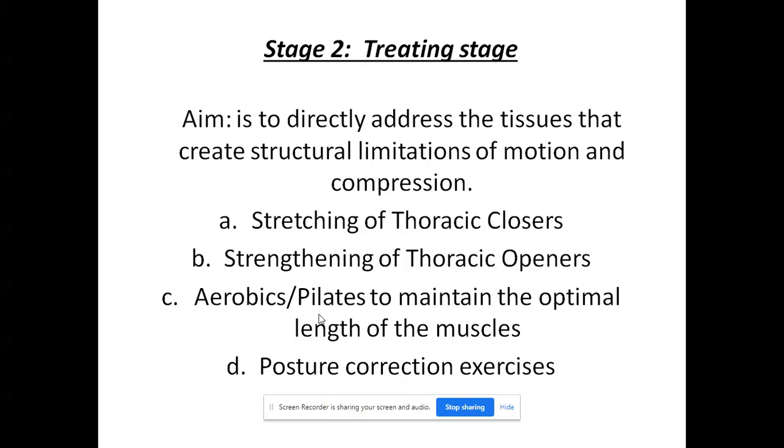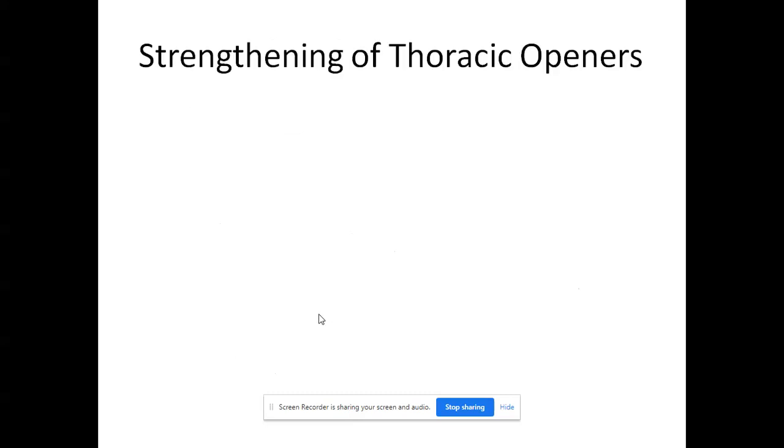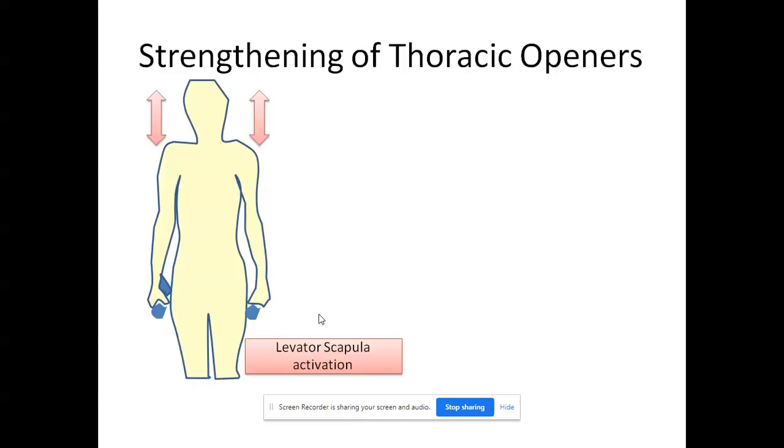Now, when we talk about muscles, there are thoracic outlet closers and thoracic outlet openers. Closers are the ones which close the thoracic outlet, inducing the symptom. We need to stretch these muscles to reduce the symptom. Thoracic openers are the muscles which open up the thoracic outlet. If they have undergone weakness, you have to strengthen them to reduce the symptom. So, first one, strengthening of the thoracic openers.